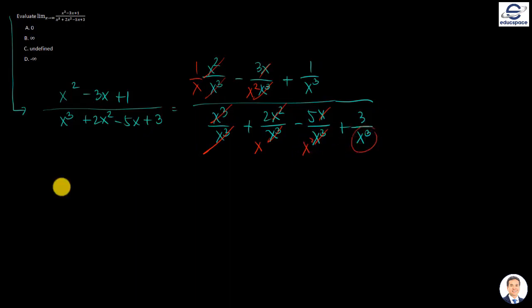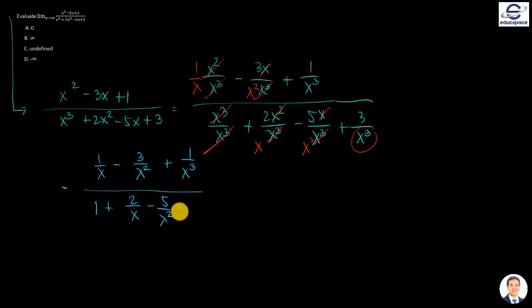So this means that our equation now becomes 1 over x in the numerator minus 3 over x squared plus 1 over x cubed, and then finally in the denominator we have 1 plus 2 over x minus 5 over x squared plus 3 over x cubed. So now, since x approaches infinity, that is a huge number, this part, as you can see, will have a huge number.